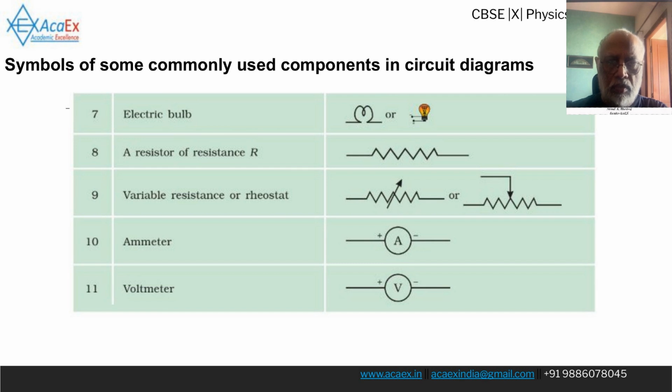Here are more symbols for circuit components. An electric bulb is shown either as a loop inside a circle or a more detailed bulb icon. A resistor of resistance R is shown as a zigzag line. Variable resistance, or a rheostat, is represented by a zigzag line with an arrow passing through it. An ammeter is a circle with the letter A inside. A voltmeter is a circle with the letter V inside.